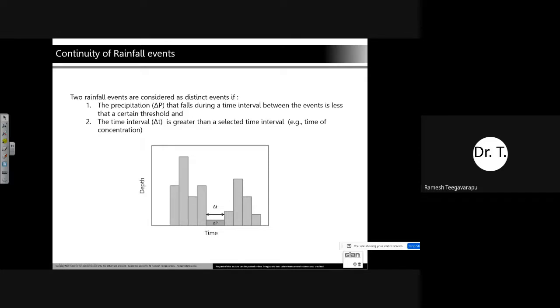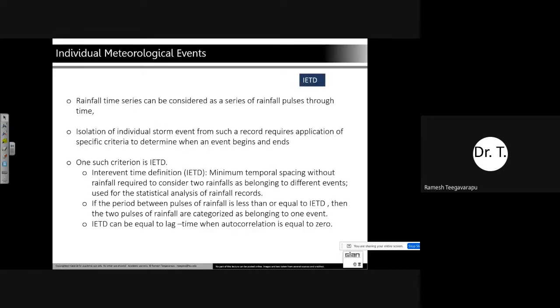So the continuity of the rainfall events, we call it the inter-event time definition. So the delta T helps us to define whether two rainfall events can be clubbed into one rainfall event or they are two separate rainfall events. So that's what we call IETD, the minimum temporal spacing at which two rainfalls are said to belong to two different events. So we can actually use that information to find out whether there is a difference between two rainfall pulses.